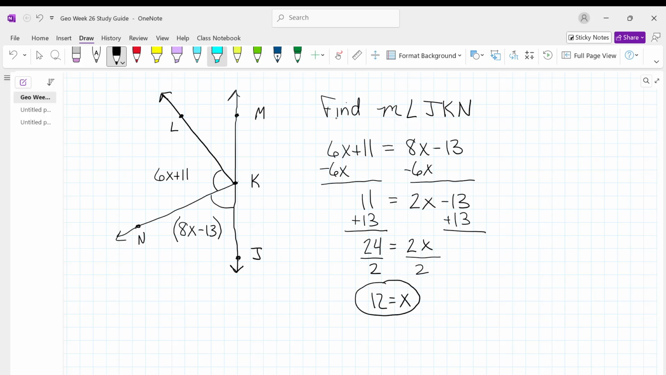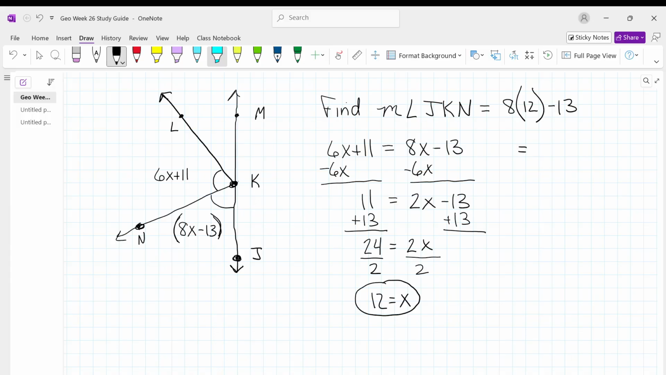But the question was to find the measure of angle JKN. We start at J, K, out to N. So again, it's this angle right here. Here's the expression for the angle. So the measure of angle JKN is going to be equal to 8 times 12 minus 13. And my calculators are gone.